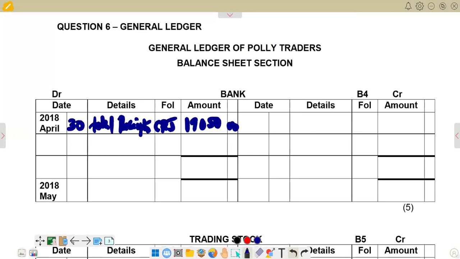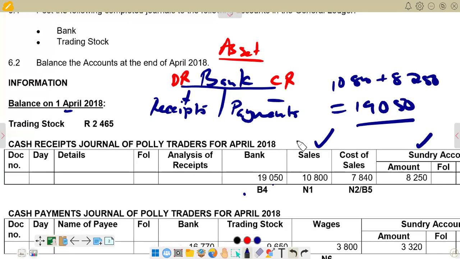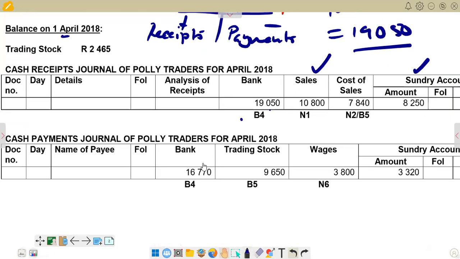So if you come here, you'd see that the total for payments is just beneath that on the cash payments journal for Poly Traders for April 2018. We have got total payments of 16,770. So we're just going to pick 16,770. That's what we have there. On the date again, we're just going to use the same date, which is April 30.